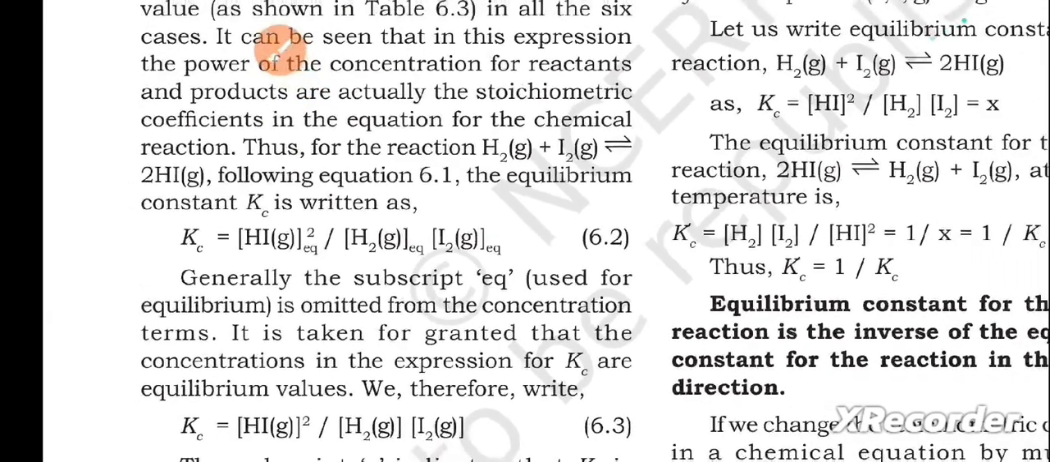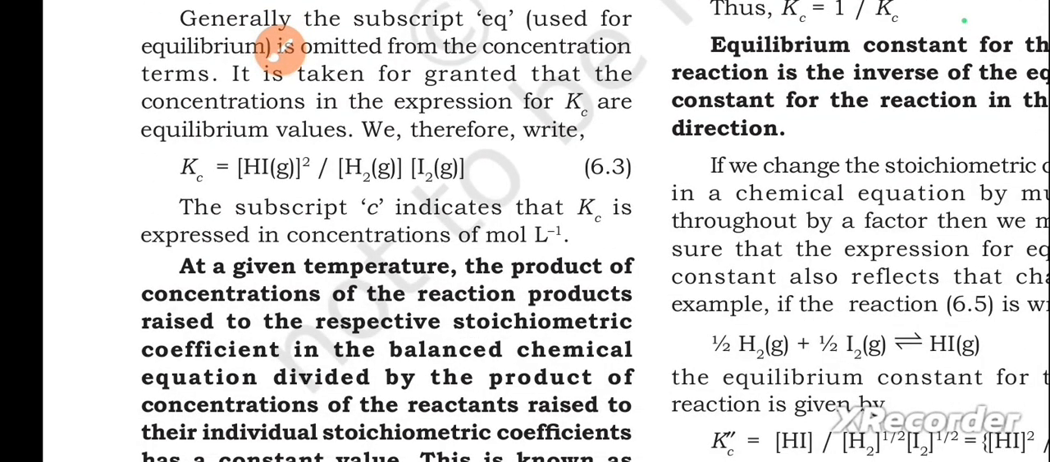Generally, the subscript EQ used for equilibrium is omitted from the concentration terms. It is taken for granted that the concentrations in the expression for Kc are equilibrium values. We therefore write the given equation. The subscript c indicates that Kc is expressed in concentrations of moles per liter.